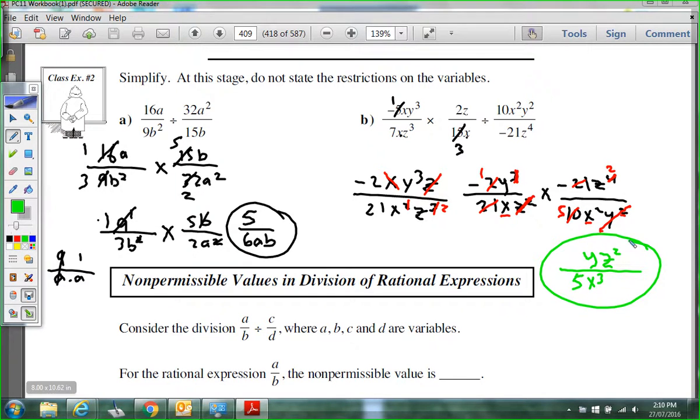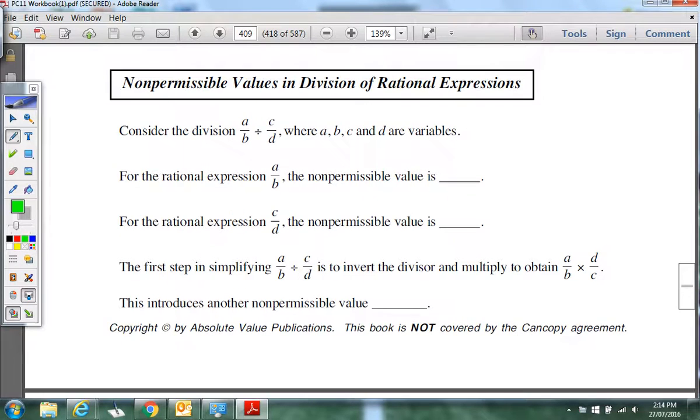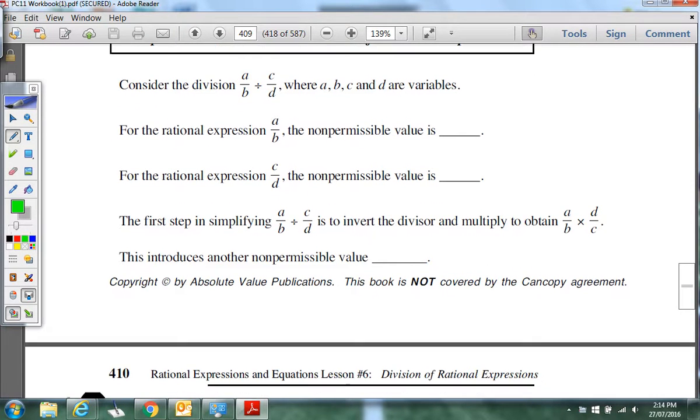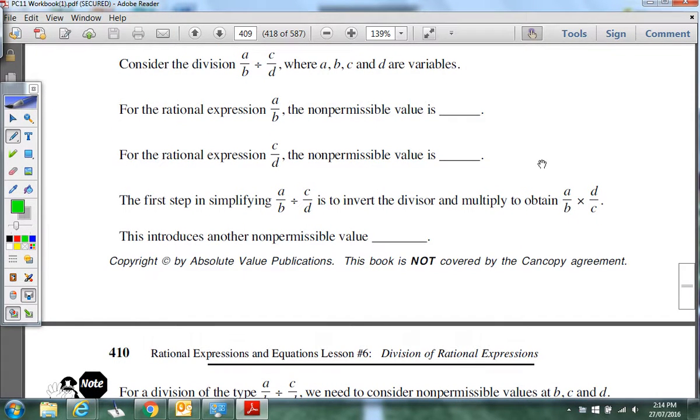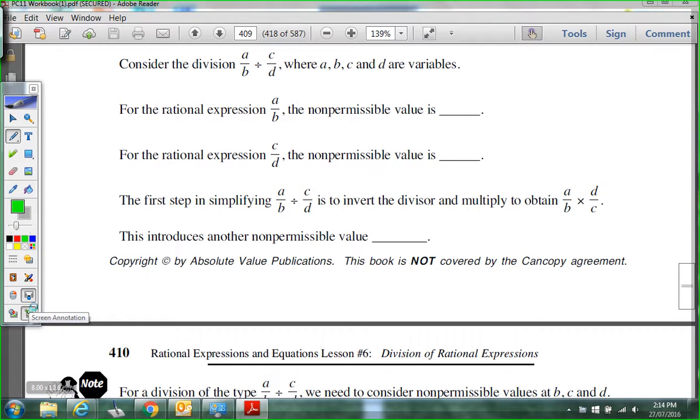Okay, now we're going to go over non-permissible values. Again, non-permissible comes from the fact that we cannot divide by 0 in mathematics. So non-permissible values is division of rational expressions. So it says consider the division. It's just kind of telling you the changes from our multiplication, because consider division A over B divided by C over D, where A, B, C, and D are variables.